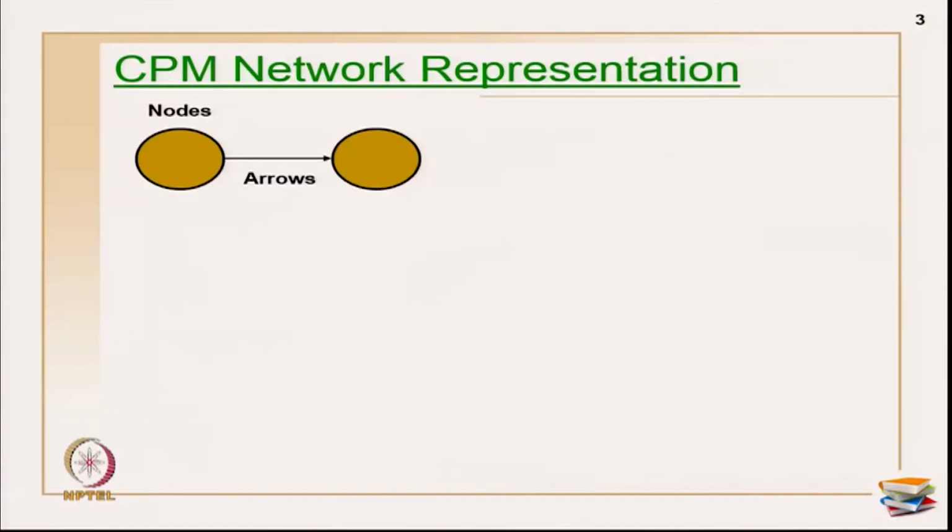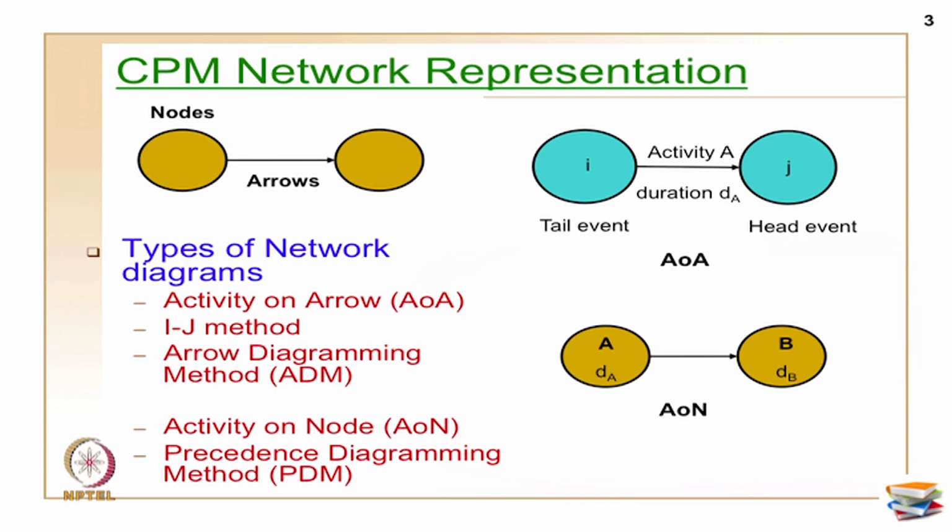Okay, so CPM network representation generally has 2 terminologies. One is called nodes, as you can see here. The nodes are generally in circles or rectangles, and the other one is called arrows. In the 2 types, the way you represent the activities along the nodes or arrows, we have 2 methods. If you see here the types of network diagram, there are 2 broad categories. One is called activity on arrow diagram, very famously called AOA, and the other one is activity on node diagram, which is the AON method.